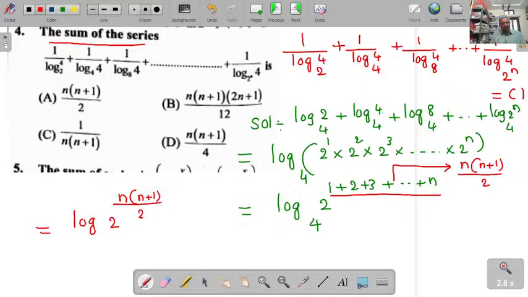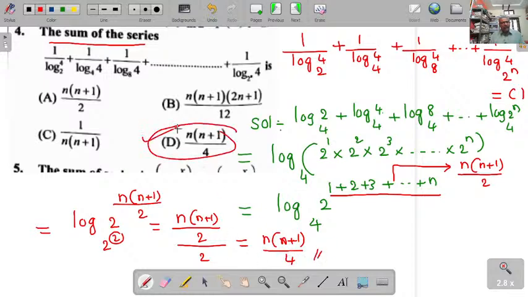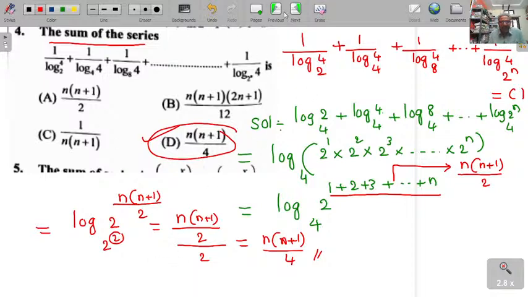It's a power. This 4 we can write as 2 square. So this is equal to n times n plus 1 by 2, by this 2, into log 2 base 2, that is 1. So this is equal to n times n plus 1 by 4. So D is the right option. D is the right option. Otherwise, by substituting n equal to 1 or n equal to 2, options can be verified. The verification method can also be used for this problem.